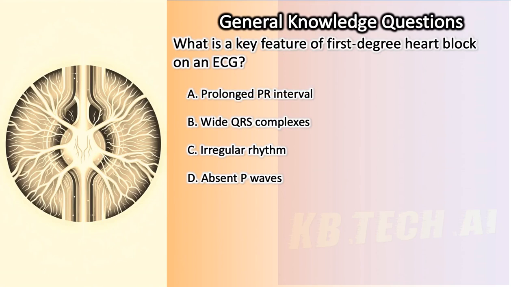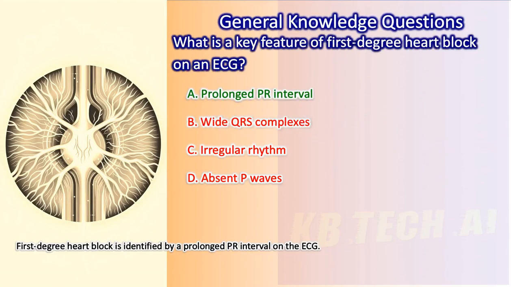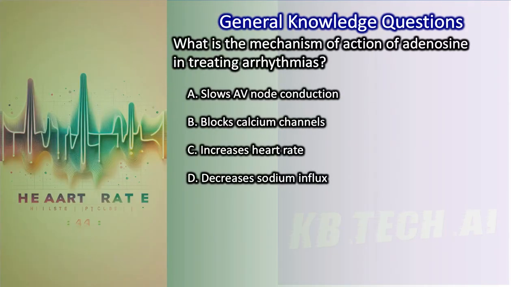Which is a key feature of first-degree heart block on an ECG? Option 1, prolonged PR interval. Option 2, wide QRS complexes. Option 3, irregular rhythm. Option 4, absent P waves. The answer is option 1, prolonged PR interval.